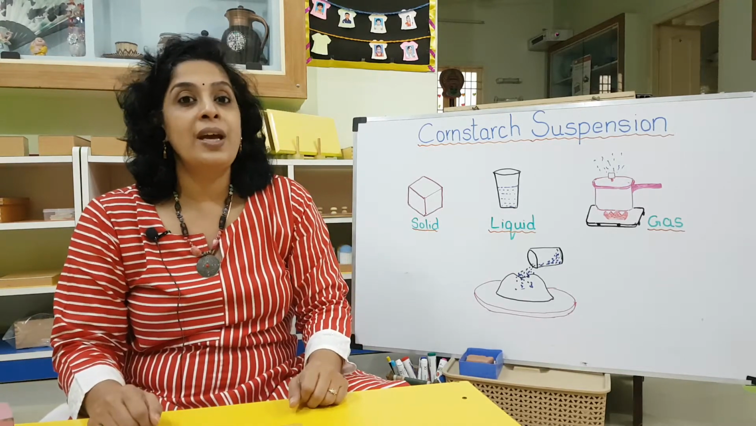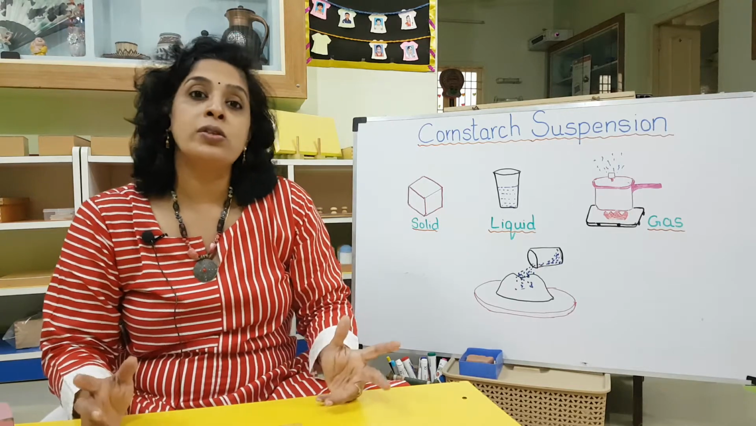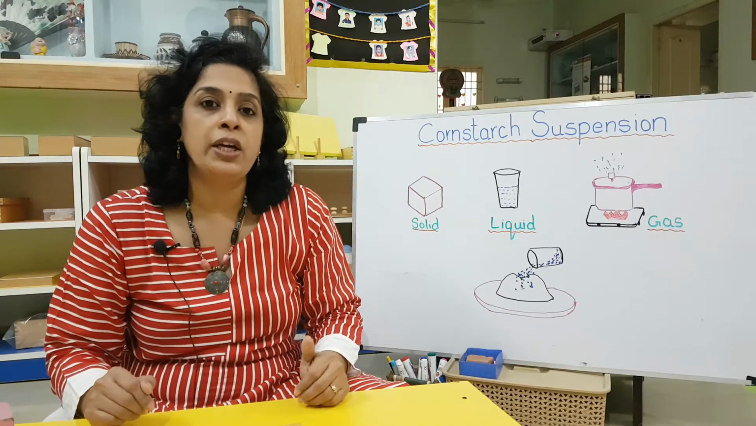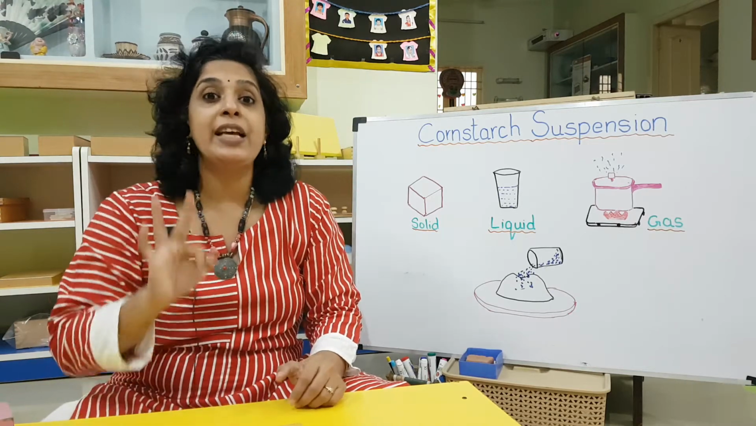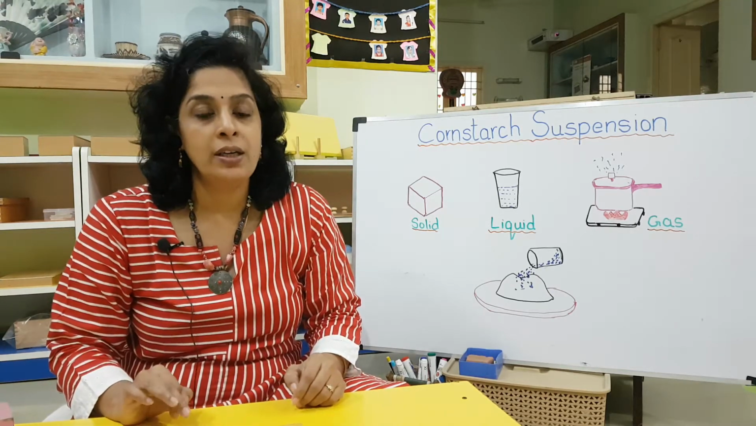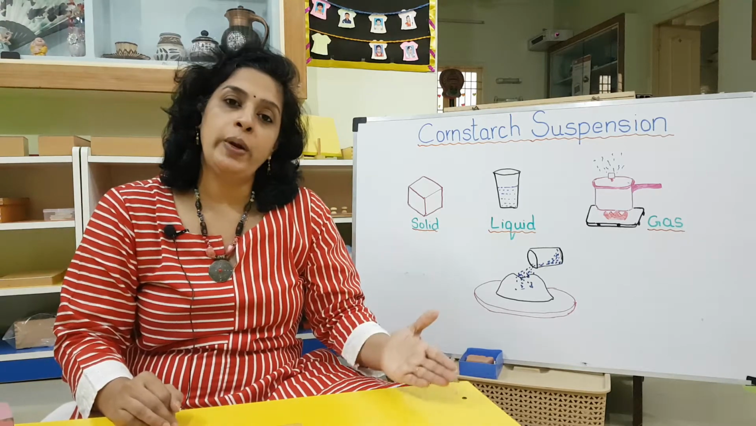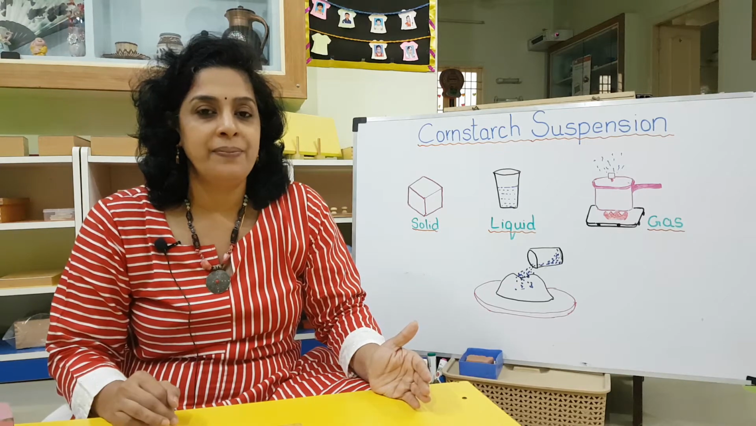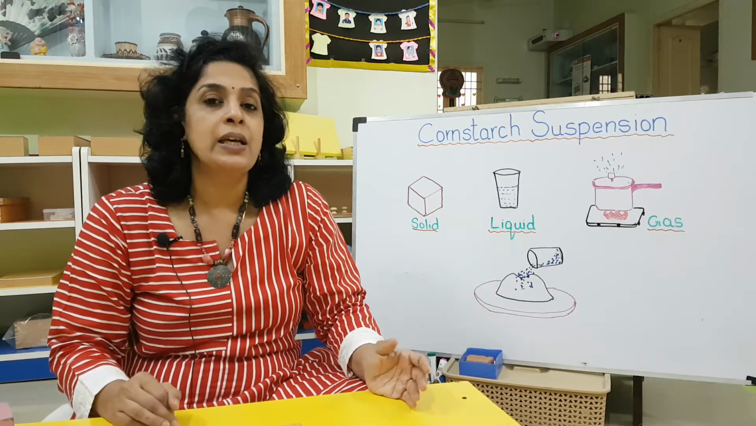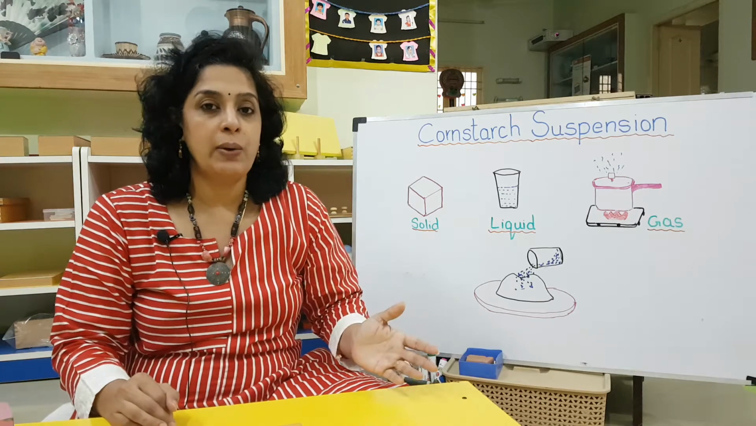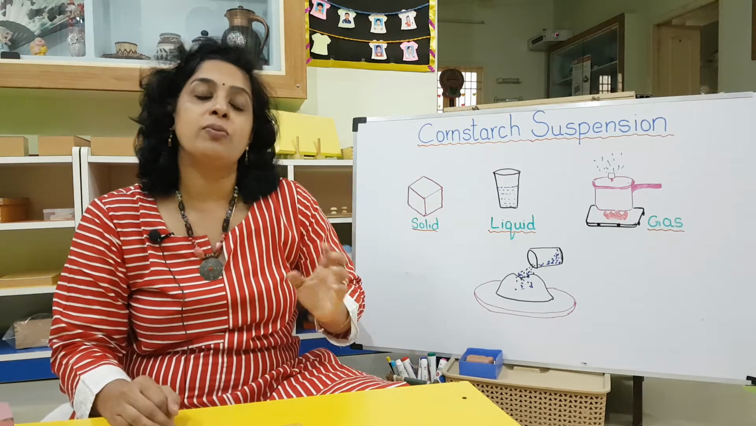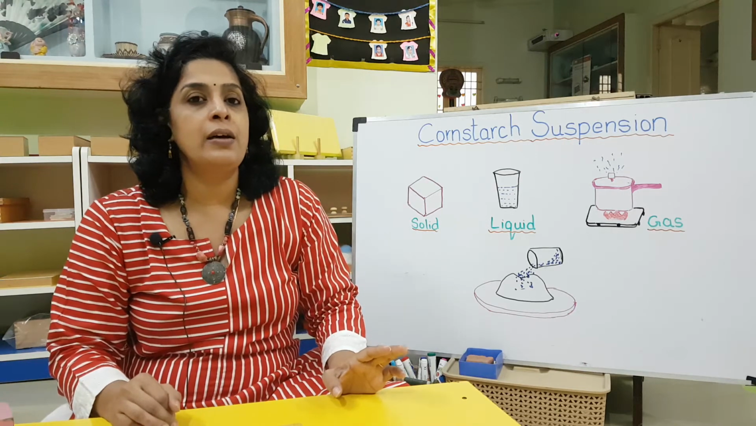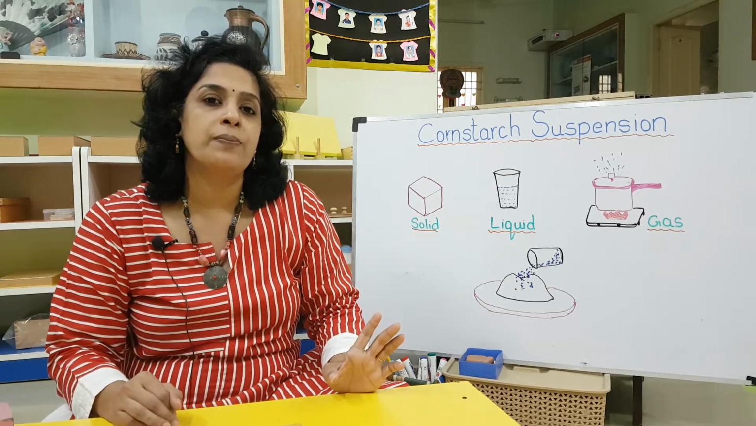Okay, so today's topic is about cornstarch suspension. In the earlier classes I had talked to you about the 3 states of matter. Is it not? Solid, liquid and gas. Remember the experiment that we did for solid, liquid and gas? We didn't do much for solid, much for liquid. Both was for gas because gas was something new to you. Is it not? The first gas experiment was what?